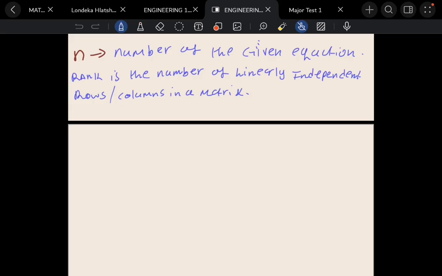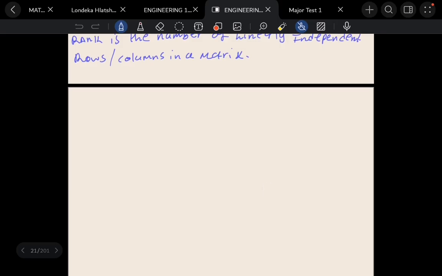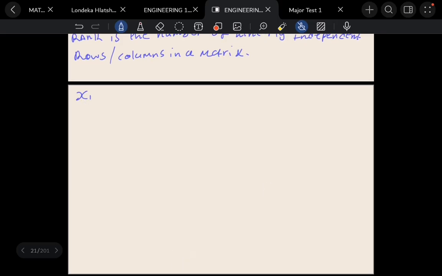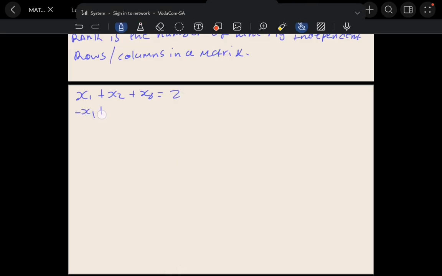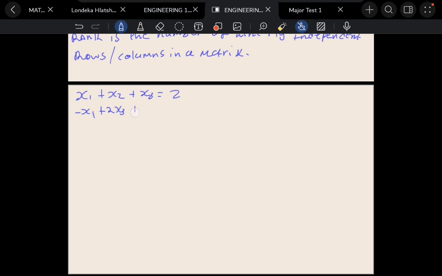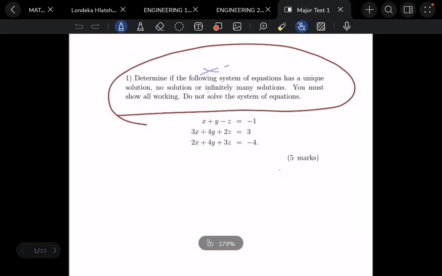Okay, this is the example. Finally found it. It says x1 plus x2 plus x3 is equal to 2, minus x1 plus 2x3 plus 3x2 is equal to 8, and 4x1 minus 4 is equal to minus x2. And we need to answer this question here.